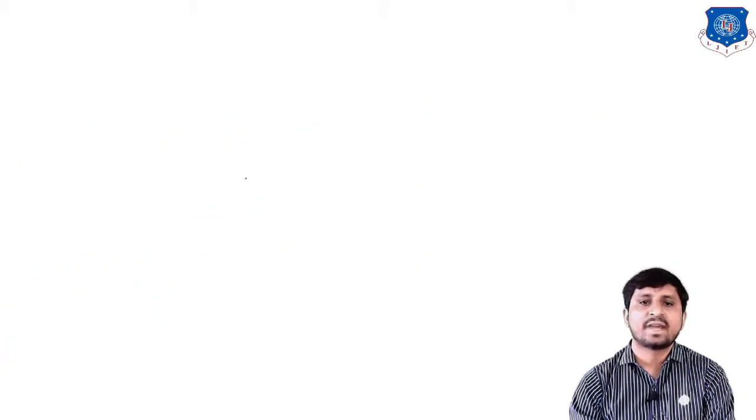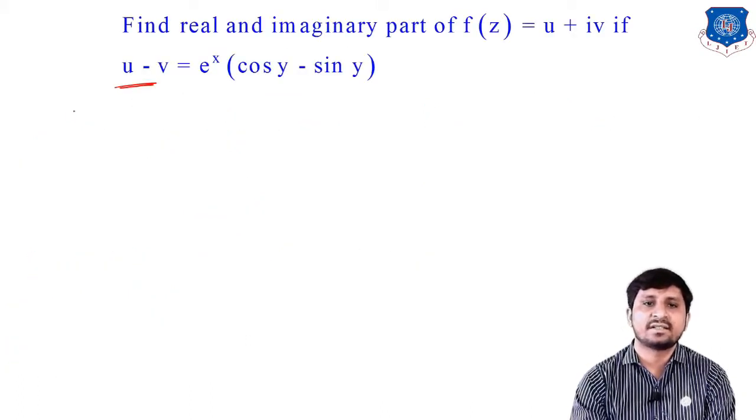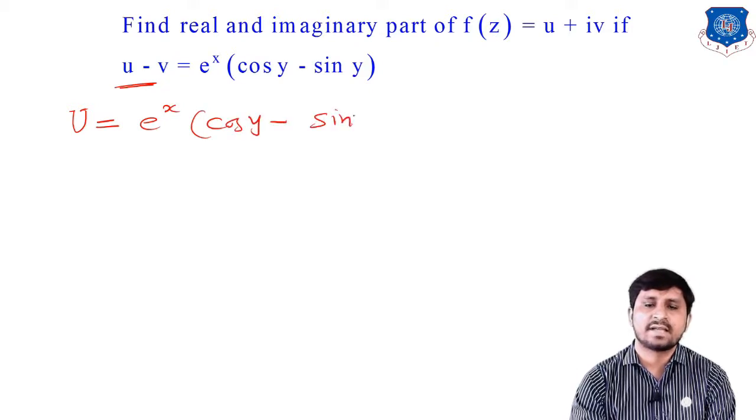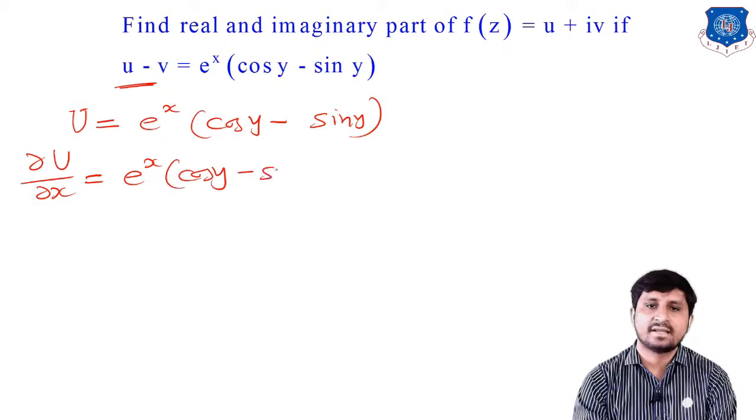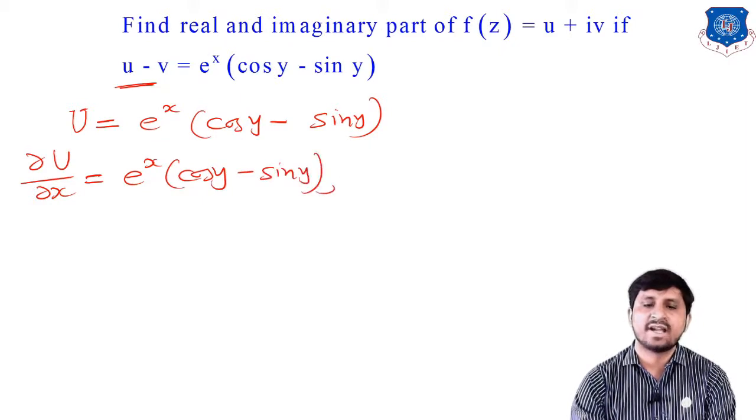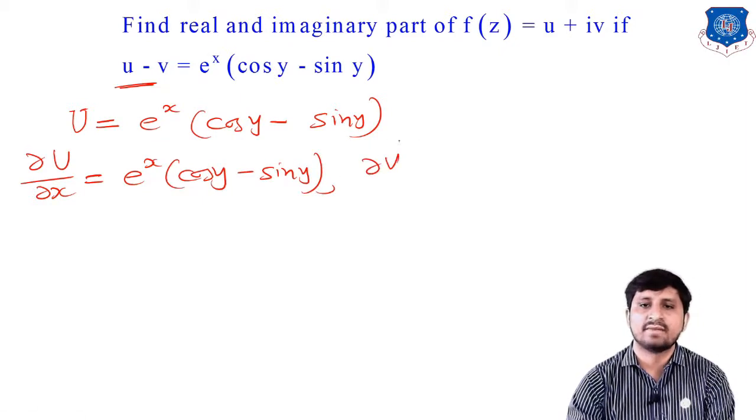And U minus V is given, that means what? Capital U is given. What is my capital U? Capital U, that is e raised to x (cos y minus sin y). Find del u by del x, that is e raised to x into (cos y minus sin y), and del u by del y. What is del u by del y?